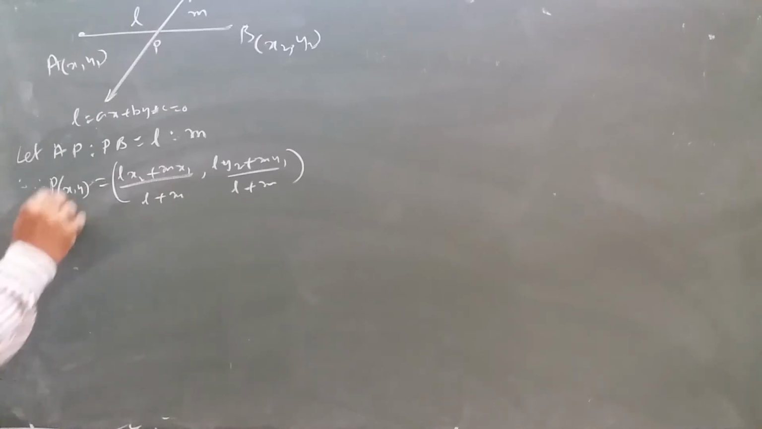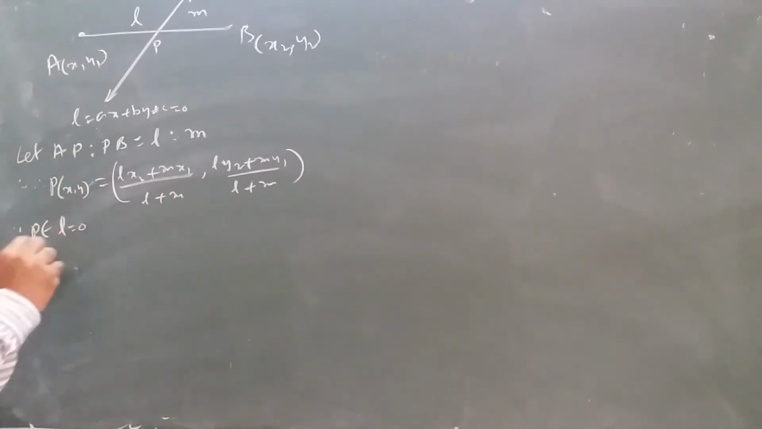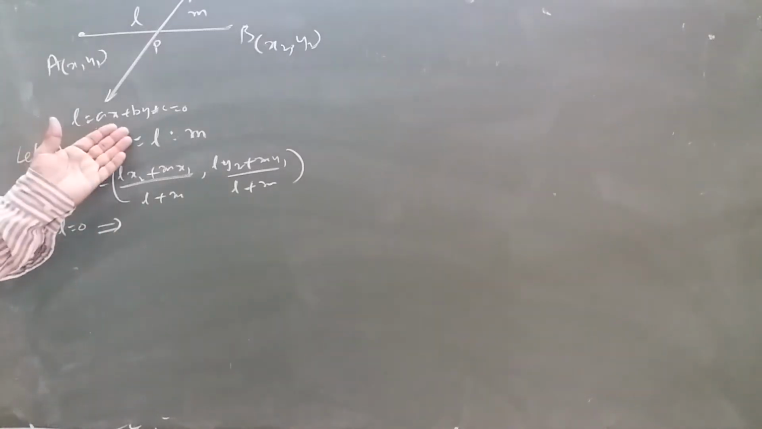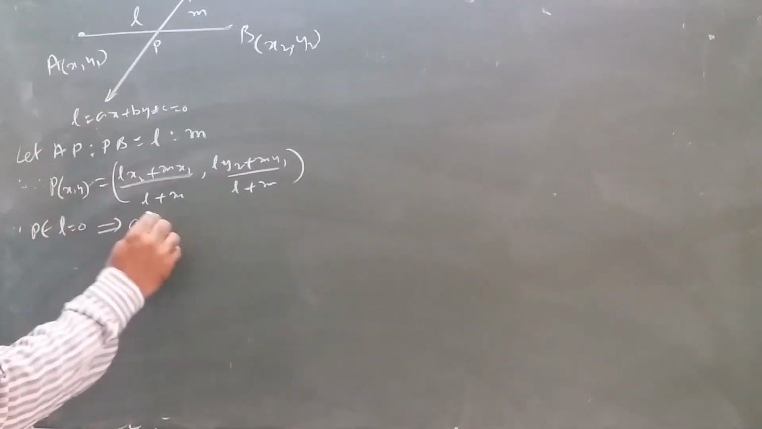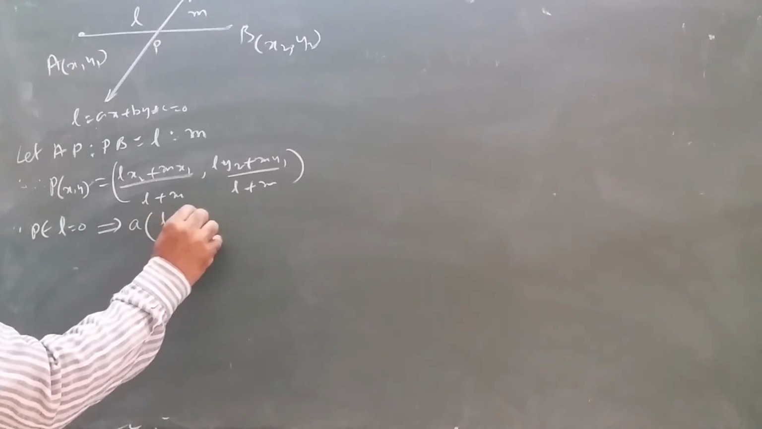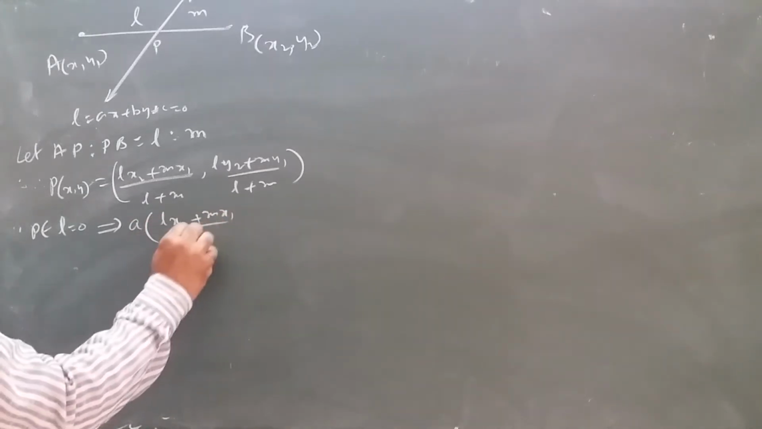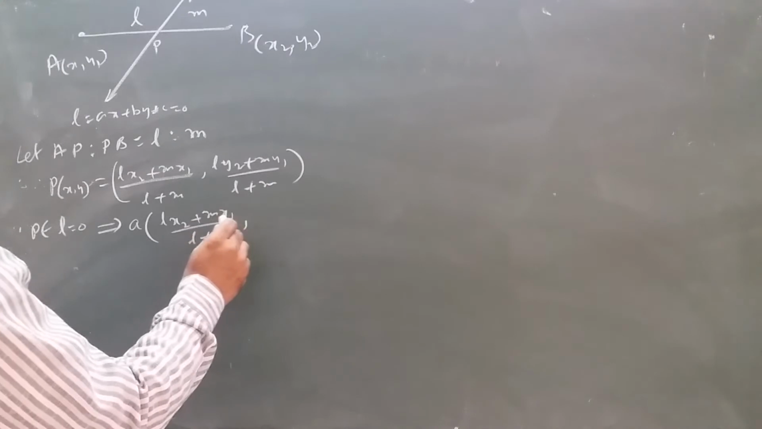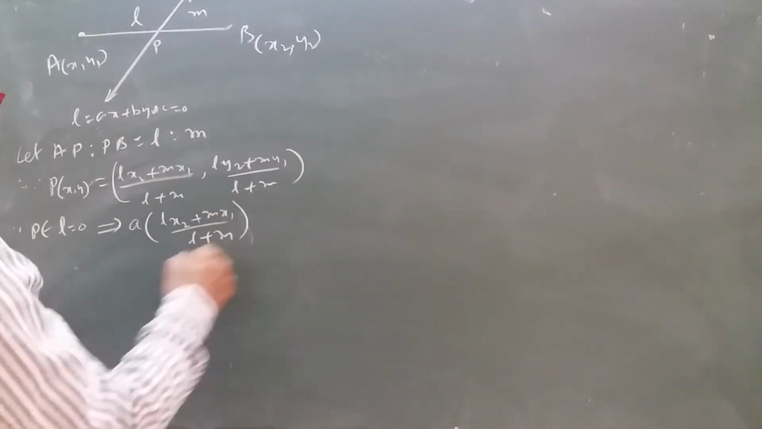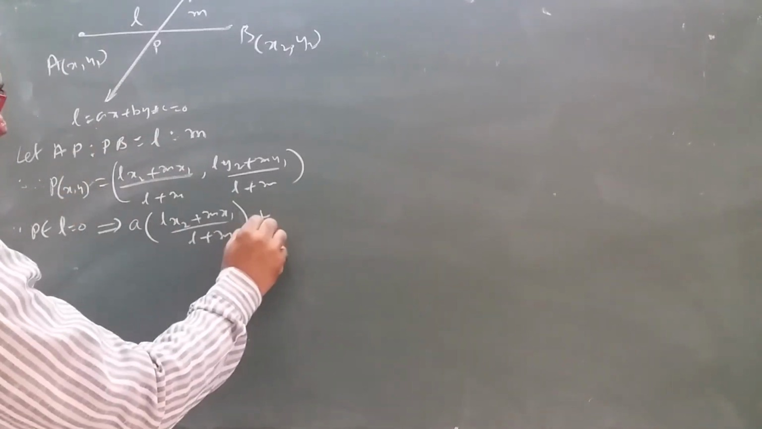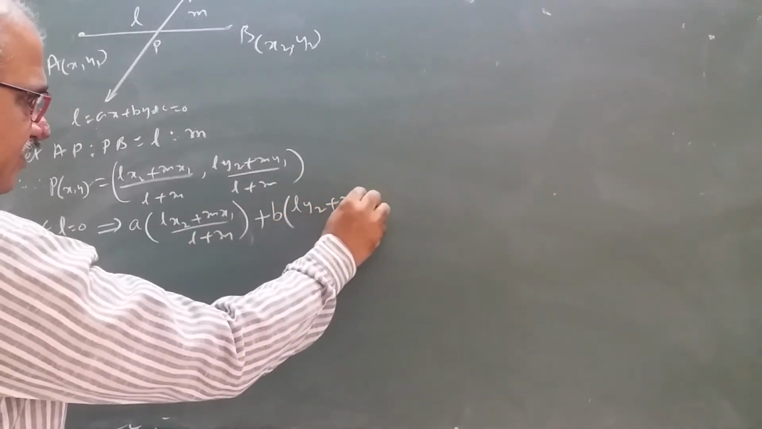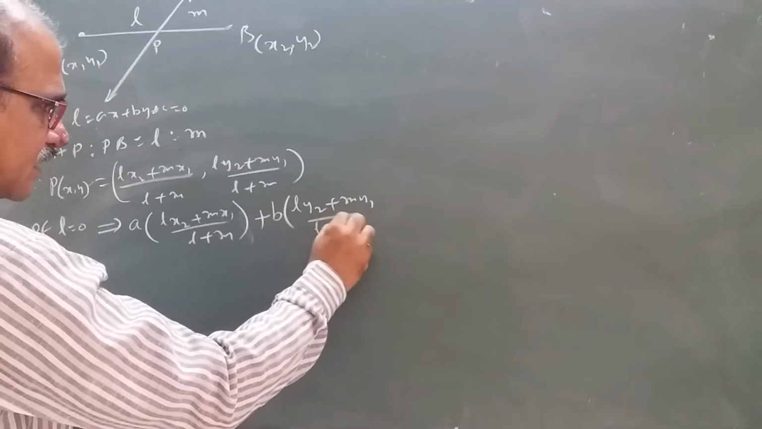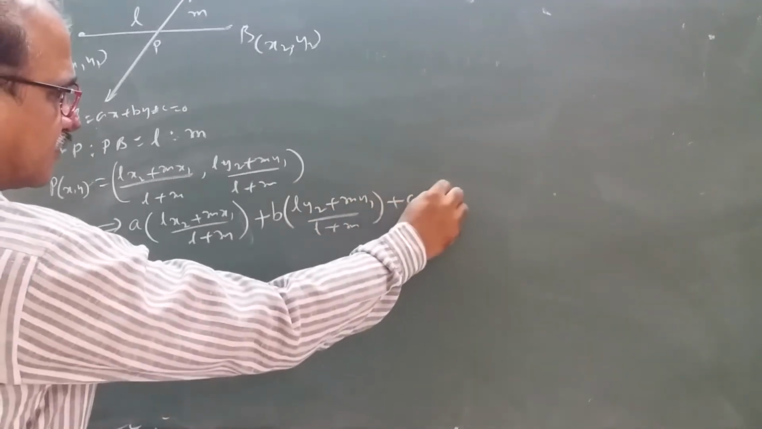Since P belongs to L equal to 0, it should satisfy the given equation. That implies a into, instead of x we can write (l x2 plus m x1) by (l plus m), plus b into y, that is (l y2 plus m y1) by (l plus m), plus c is equal to 0.